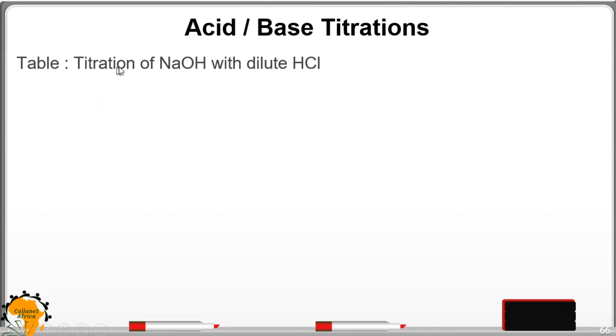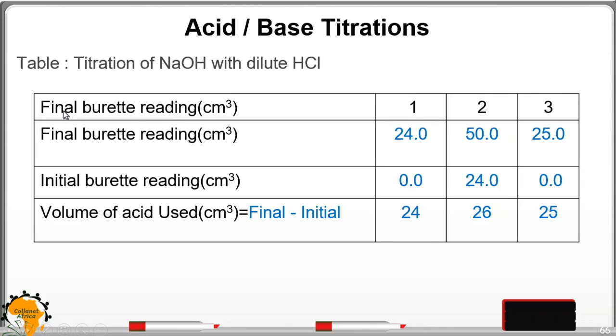So the table of the titration of sodium hydroxide with dilute acid is given below. This is the final reading. We have the final reading of the burette, we have the initial reading of the burette, and then the volume of the acid. To get the volume, you subtract the initial reading from the final reading, and in the first case it was 24 cm³. She continued from 24 up to 50, the capacity of the burette. Then the volume was 26 after the subtraction.